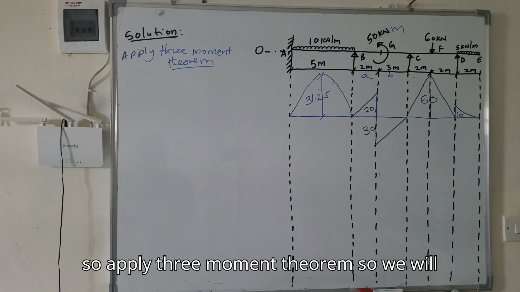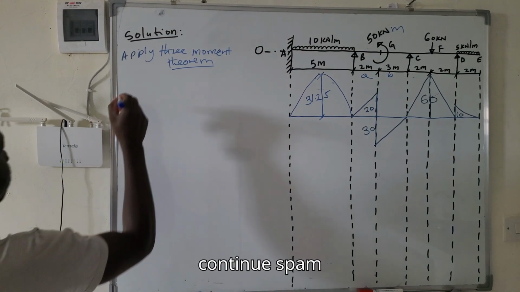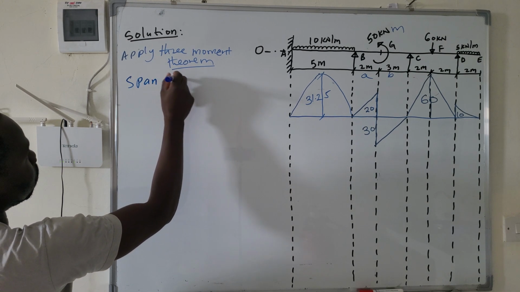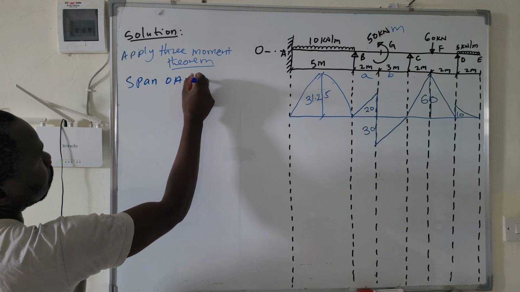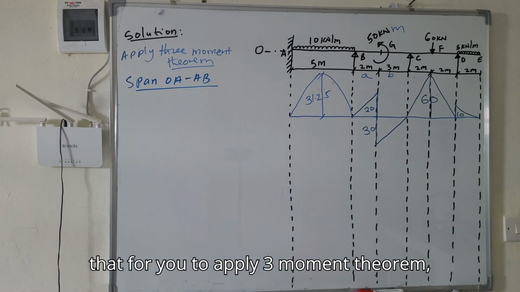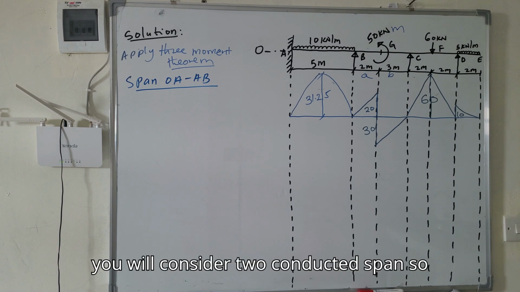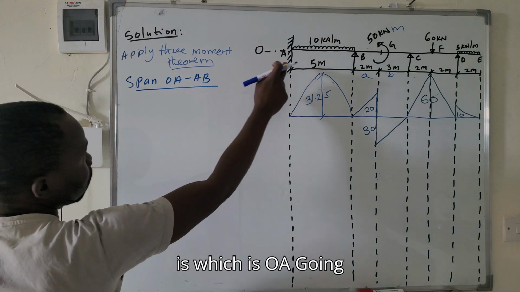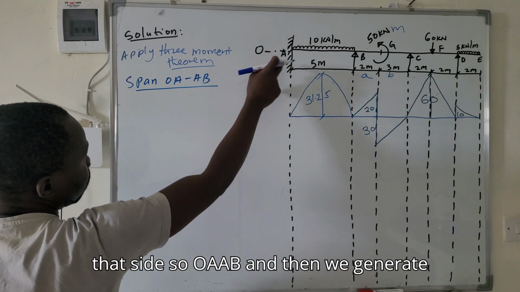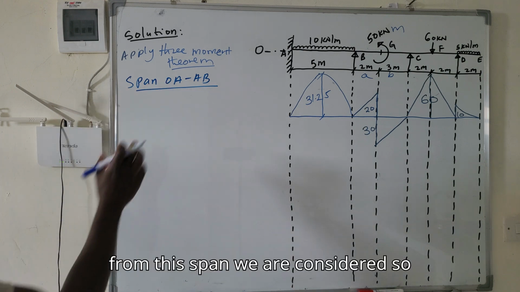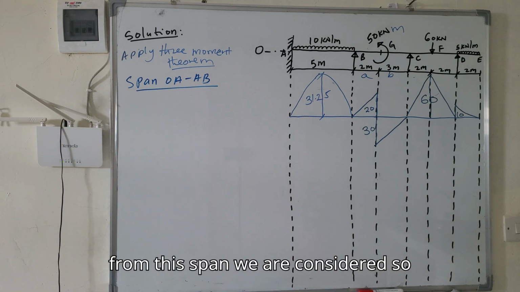So apply three-moment theorem. So we will consider span OA, AB. Remember we said that for you to apply three-moment theorem, you will consider two consecutive spans. So we begin from where our imaginary span is, which is OA, going that side, so OA, AB. And then we generate our three-moment theorem from this span we have considered.